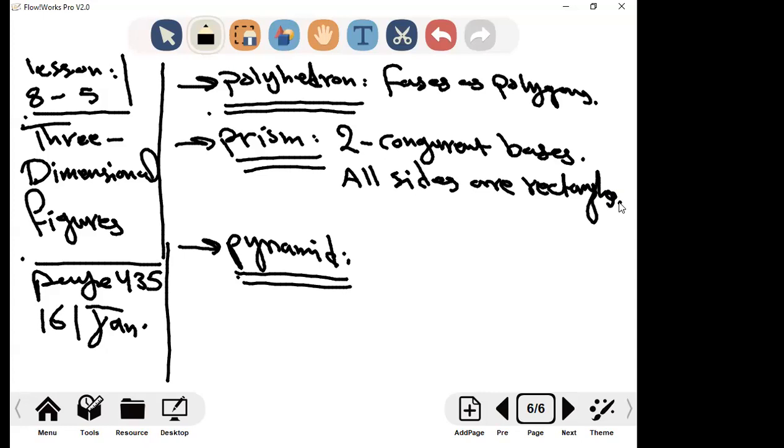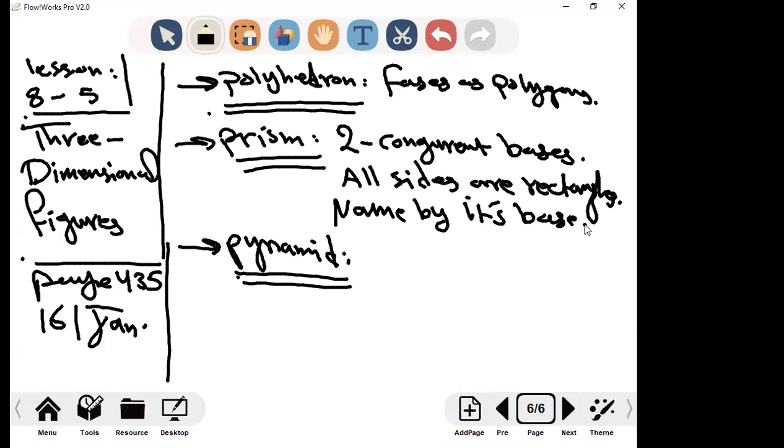Depending on its base. If the base is a rectangle, we say rectangular prism. If the base is a triangle, we say triangular prism. If the base is a square, we say square prism. If the base is a trapezoid, we say trapezoidal prism. Done? So how do we name the prism? Depending on its base. You see what the base is called and you put the word prism next to it. Okay? So how do we name it? By its base. Done? So this is the prism.